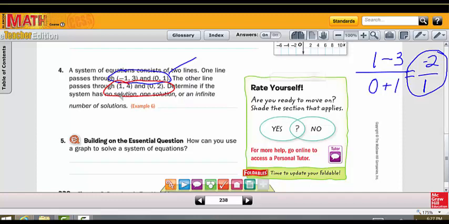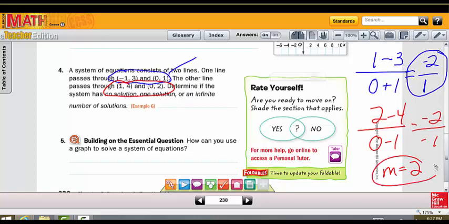Then we can do the math for the red line. Again, we have change in y, 2 minus 4, over change in x, 0 minus 1. 2 minus 4 would be a negative 2, and 0 minus 1 is a negative 1. Again, we have a negative divided by a negative, so we should simplify that to the slope of 2. So we have a slope here of 2, and on our previous one we had a slope of negative 2.